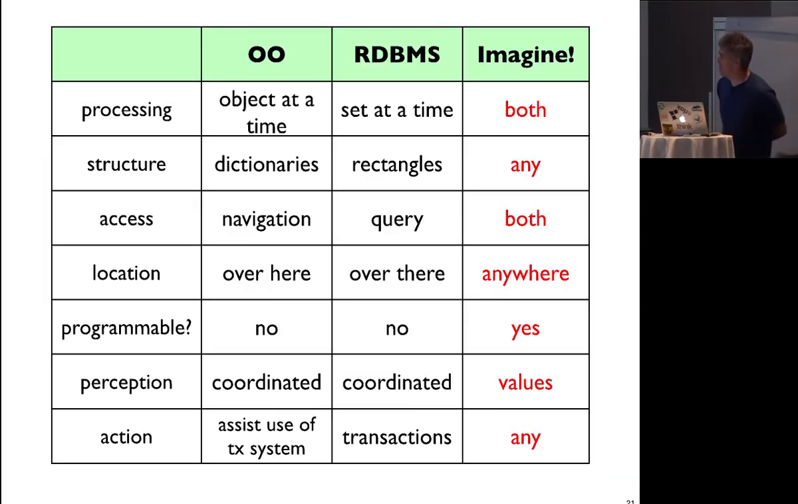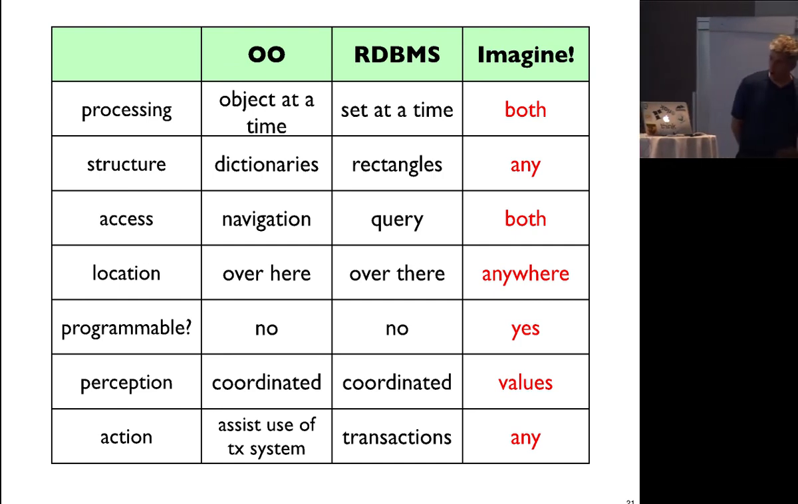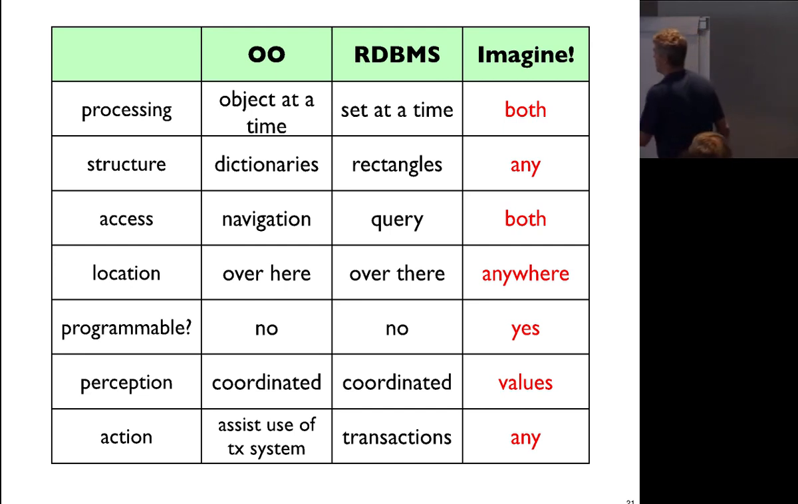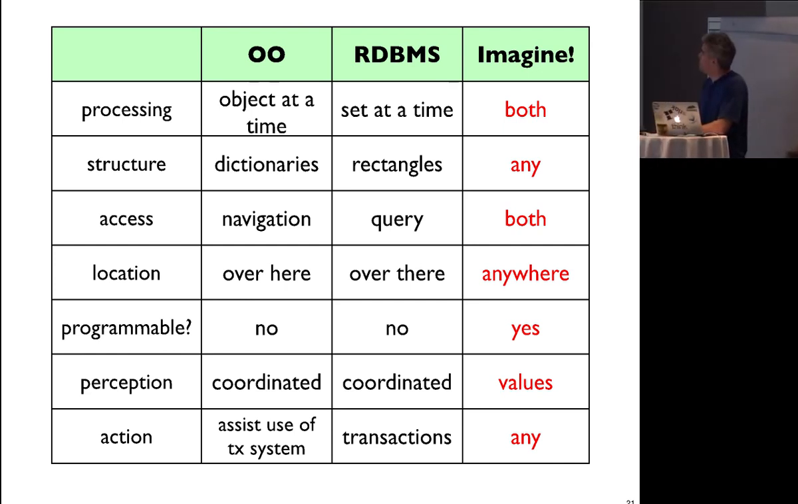Here's the world that I want to imagine. Imagine a world where processing can be set-oriented or tuple or entity-oriented, where you don't have to make that choice. If it's useful to you to process things a set at a time, you can. Object at a time, you can. Imagine a world where you don't have to make a choice about structure. You can use dictionaries, you can use rectangles, you can use columns, you can use documents.